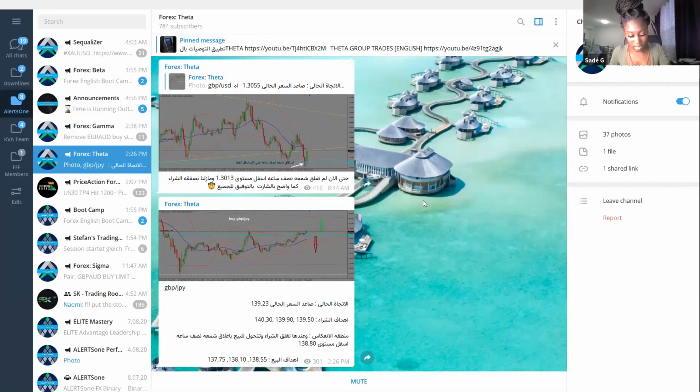I'm going to do this on a standard allocation for a $1,000 account. So 0.10, $1 per pip. Now we know for this trade, it is a buy, and our entry price is 139.23. Our stop loss in this case, hypothetically, is 138.80, and our TP1 is 139.50, TP2 is 139.90.